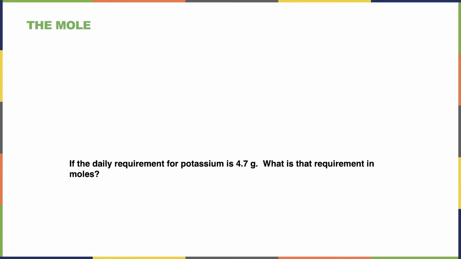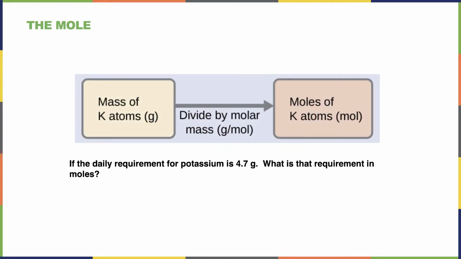So let's see how we would go about converting from one unit of a substance to another unit of a substance. So here's an example. The daily requirement for potassium is 4.7 grams. How would you express that in moles of potassium? Well, the way you would do that is the following. You start with the mass of the potassium. You would divide that by the molar mass, and it would give you the number of moles.